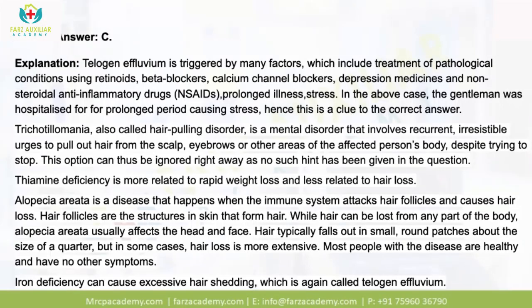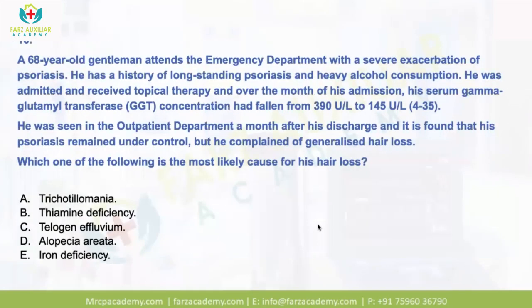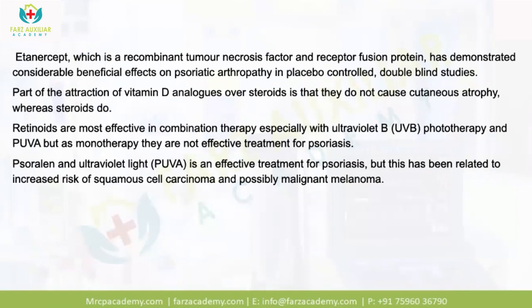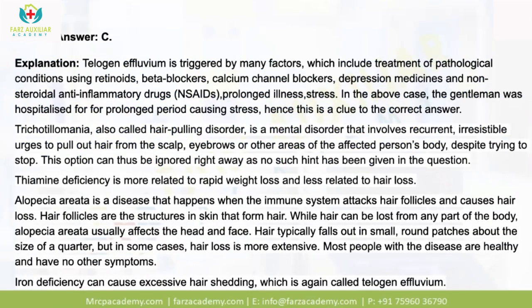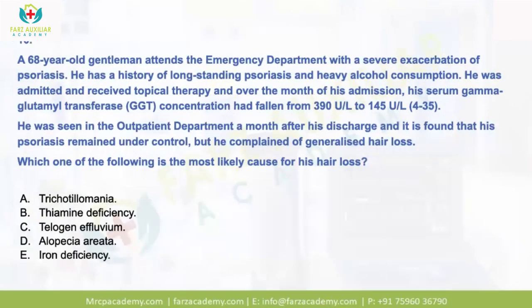I'm sure all of you have come across alopecia areata. It's a very shiny, bald, well-defined coin-shaped lesion. Here they say there's diffuse hair loss, so alopecia areata is not the right choice. And iron deficiency can cause shedding, but it will cause it over a period of time. Here we already have a history of hospitalization. So the right answer will be telogen effluvium.